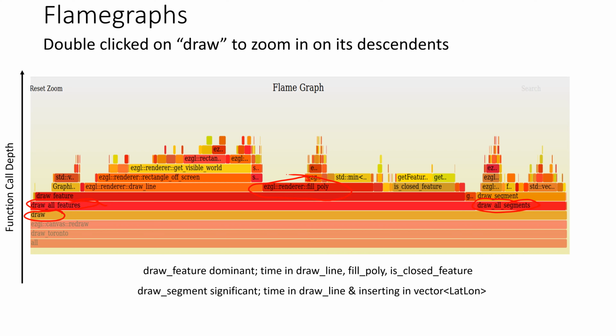It says that fill poly takes a fair amount of my time. This closed feature that I kept showing up in takes a fair amount of time. And draw a line takes a long time. Draw a line actually takes the most. So what does this tell me? Well, I'm spending a surprising amount of time figuring out whether or not it's a closed feature. So maybe I could store that in advance because that never changes. Maybe I should store that in load map for every single feature.